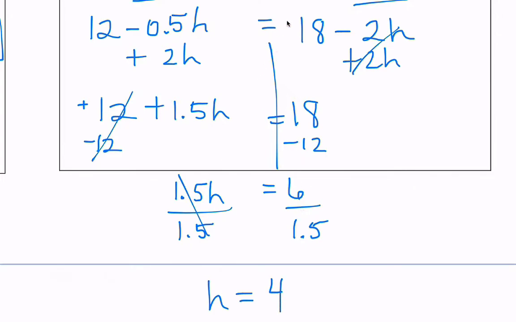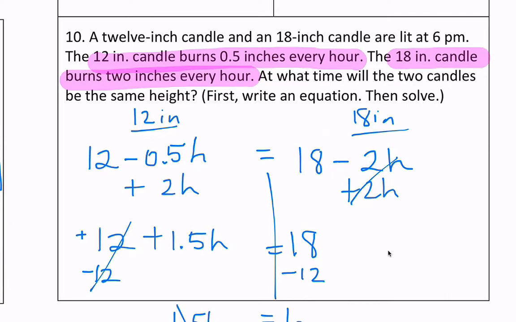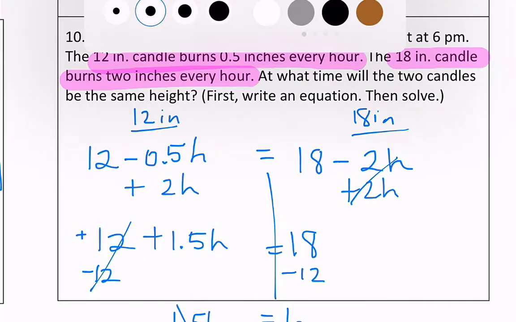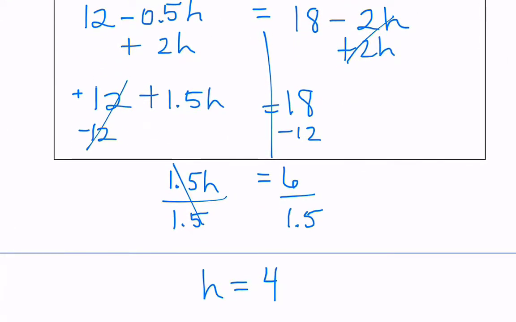So I know when they're going to be the same height, when they're equal to each other, h is going to be 4. Well, that stands for 4 hours. So it's going to take them burning for 4 hours for them to be the same height. It says at what time will the two candles be the same height? Well, if we start lighting them, so if we lit the candles at 6 p.m. and it took 4 hours, I know they'll be the same height at 10 p.m.